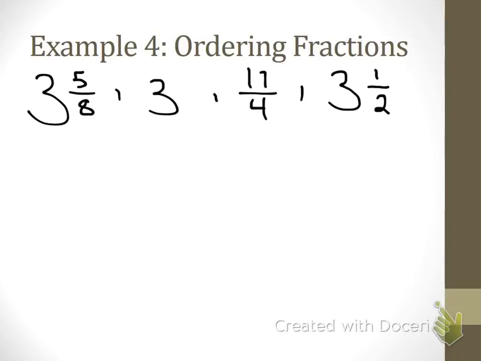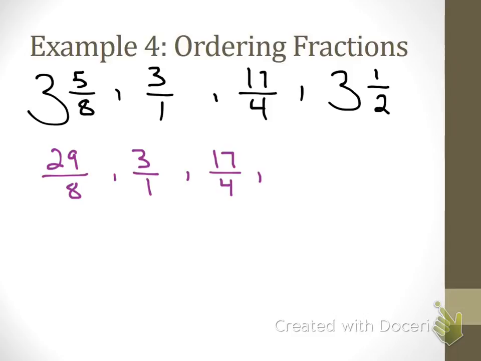All right, but what about this whole number? Can I write a whole number as an improper fraction? How? 3 over 1. All right, now 3 and 5/8. Go ahead and write as improper and 3 and 1/2, and then bring down the other two. So I need all the fractions as improper fractions in the second step. Okay, so 3 and 5/8 becomes what? And then 3 over 1, and then 17 over 4, and then 3 and 1/2 becomes 7 over 2.